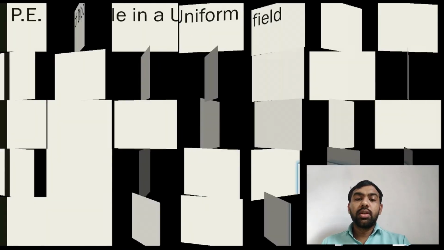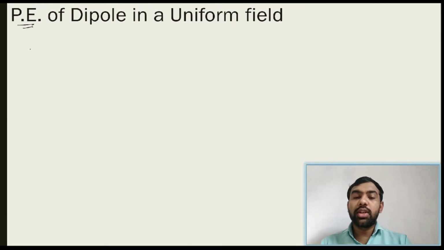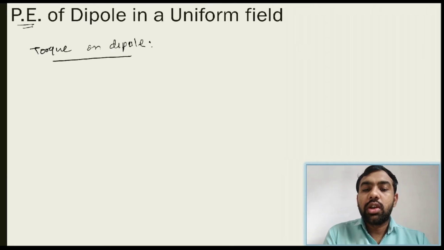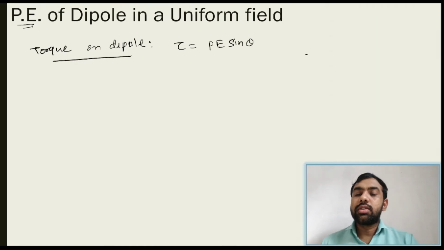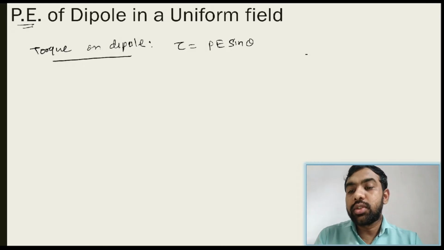Next one. The potential energy of a dipole in a uniform electric field. So you consider the same figure. If you consider the same figure, what is the torque on the dipole? So the torque on the dipole, torque is equal to P E sin theta. Torque is equal to what? P E sin theta.